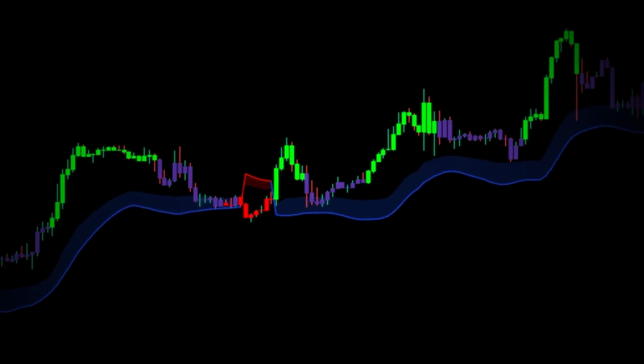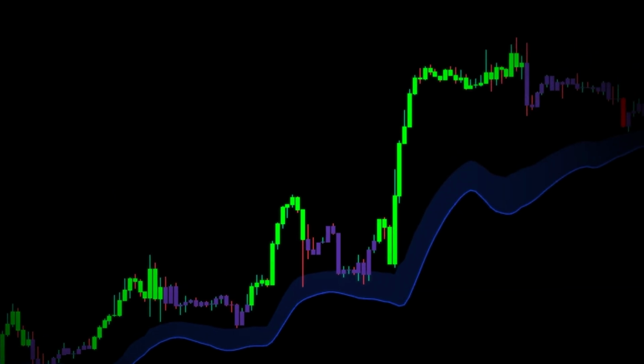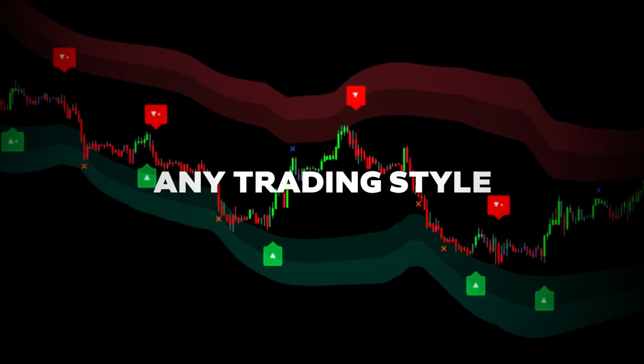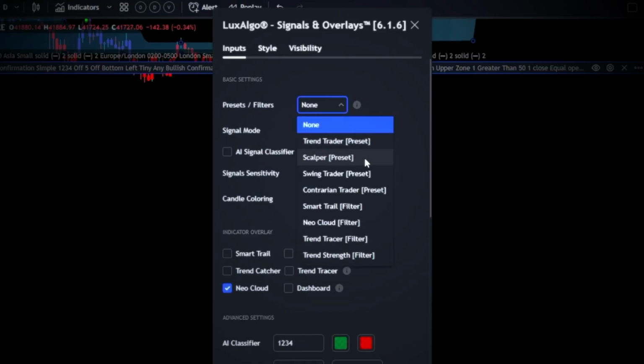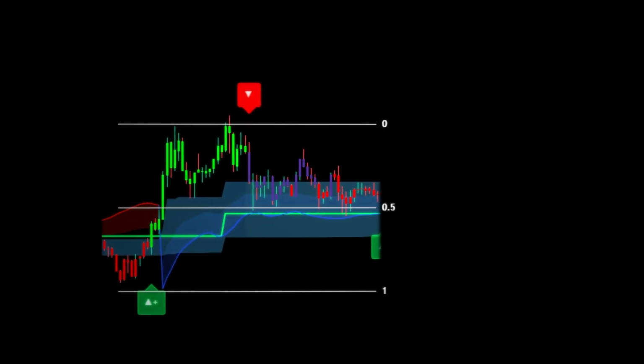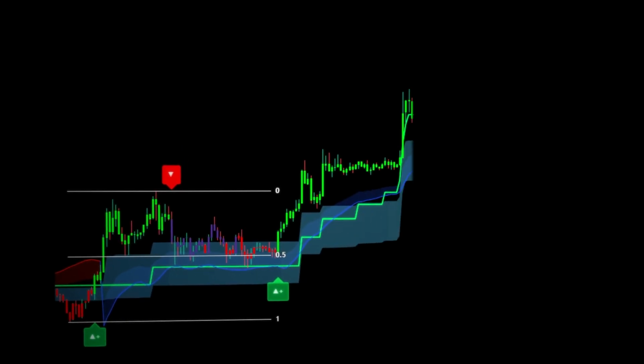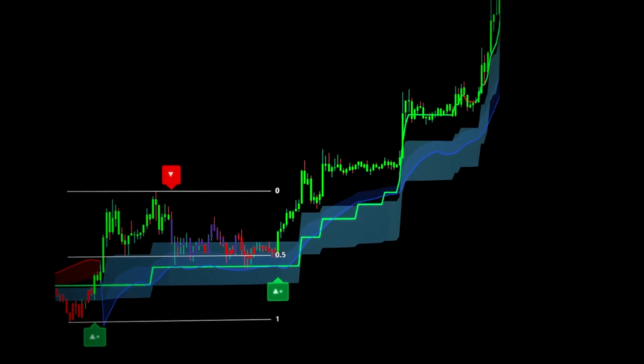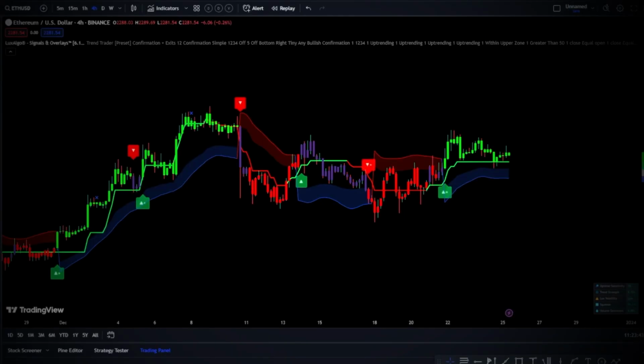First, we'll talk about how this indicator should be used. It can fit any trading style, from scalping to swing trading, and it even has built-in presets for them. You can combine this indicator with other tools and signals in order to get more confluence, resulting in higher quality trade setups. This indicator might feel overwhelming at first because it has a ton of features.